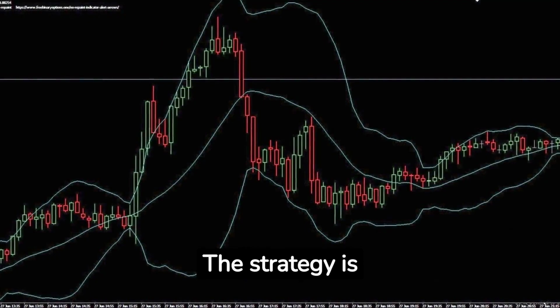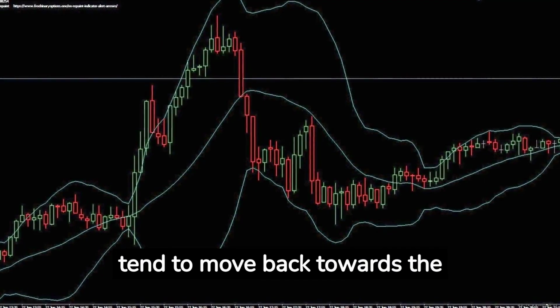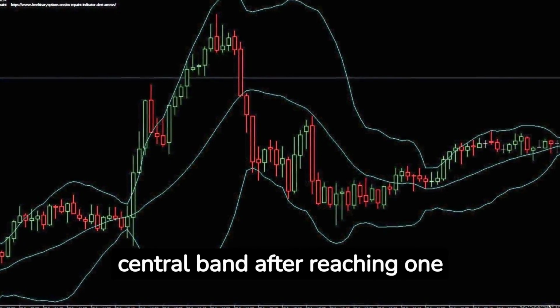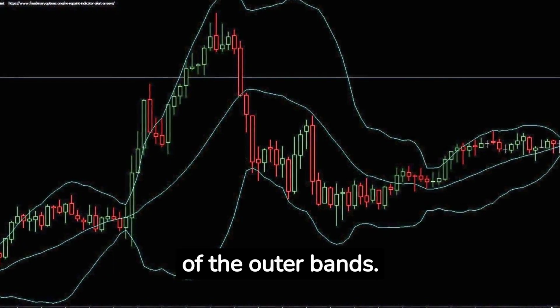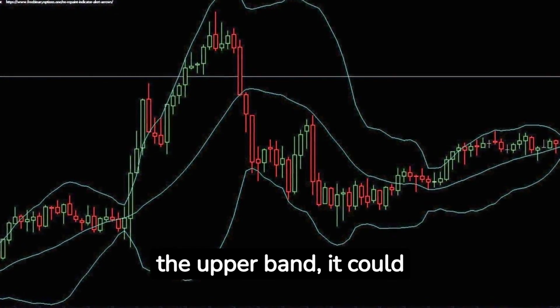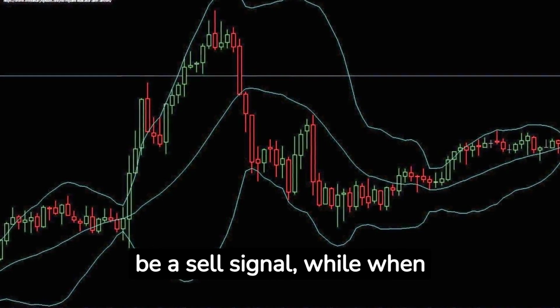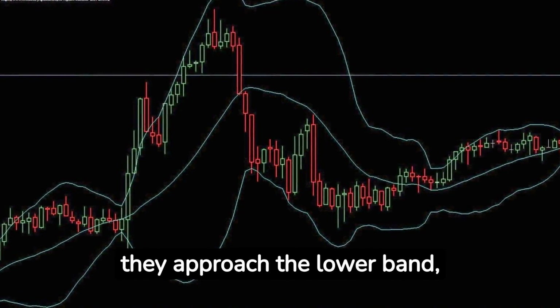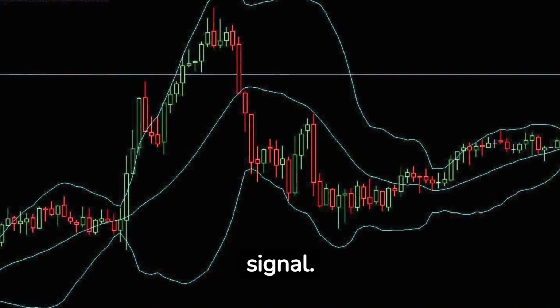The strategy is based on the premise that prices tend to move back towards the central band after reaching one of the outer bands. When prices approach the upper band, it could be a sell signal, while when they approach the lower band, it could be a buy signal.